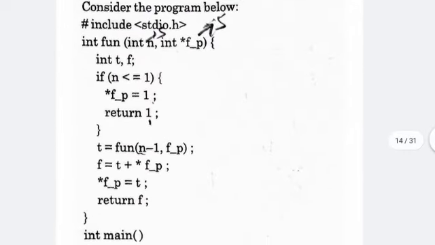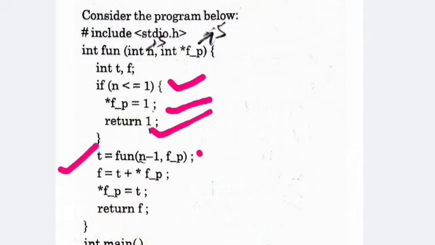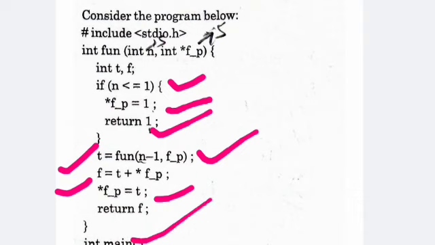Consider the program below, which includes stdio.h, with int f giving the two parameters here n and pointer fp, which is of integer data type. Now if n is less than or equal to 1, then pointer fp is equal to 1 and return the value of 1. Here t is equal to function f of n minus 1 and fp, and f equal to t plus pointer fp, and the pointer is indicating to t, meaning swapping the value of t, and getting the return value of f.